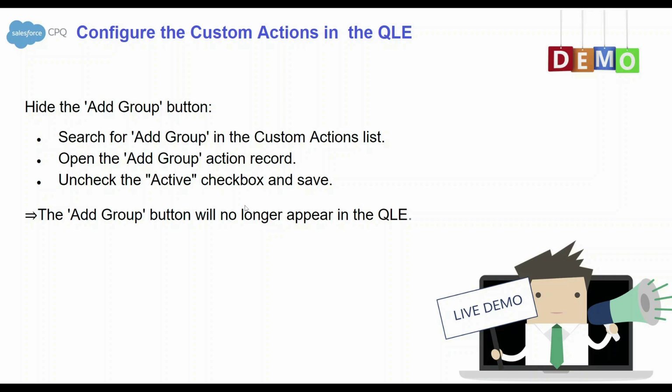So without any further ado, let's do a demo together. Let's say that we want to hide the add group button. So first thing, we're going to search the add group in the custom action list. Then we're gonna open the record and we're gonna uncheck the active checkbox and save to make it not visible.